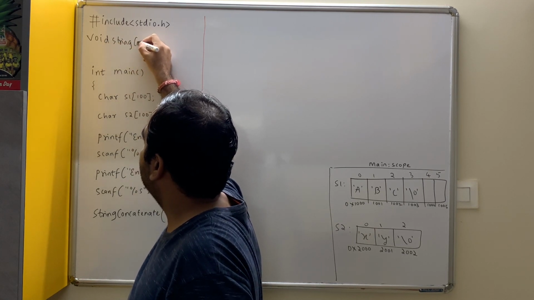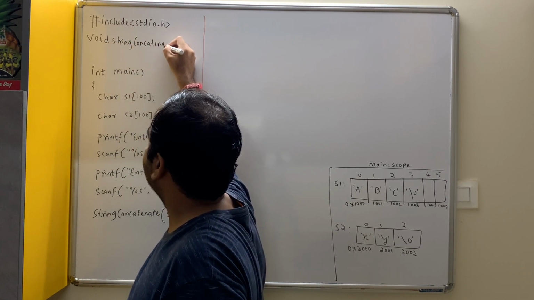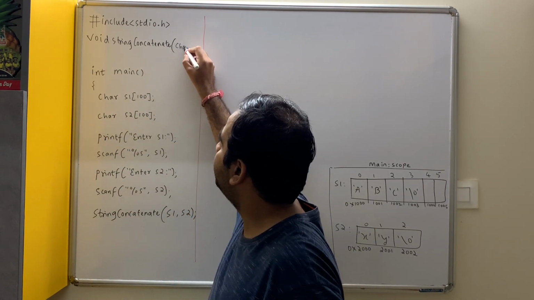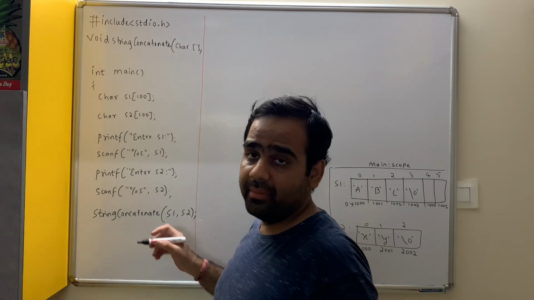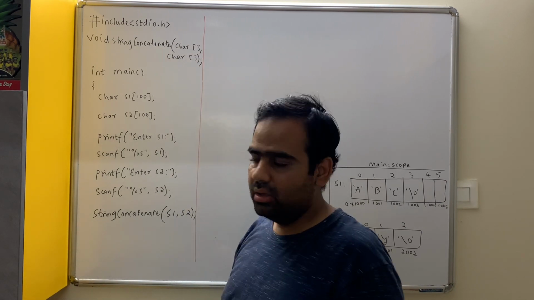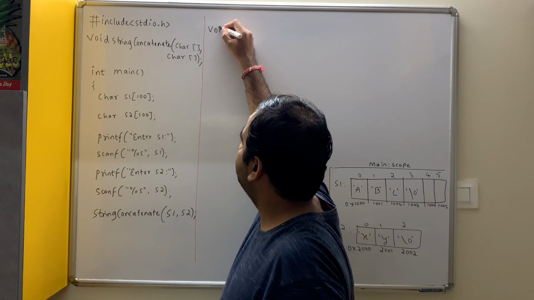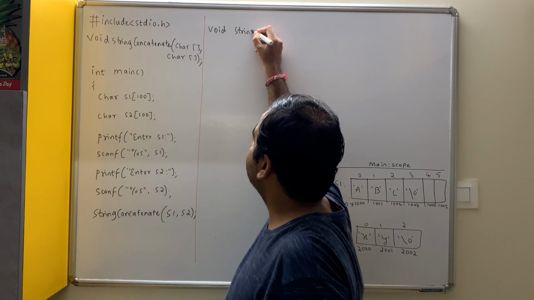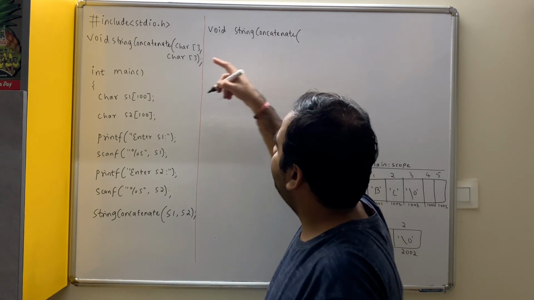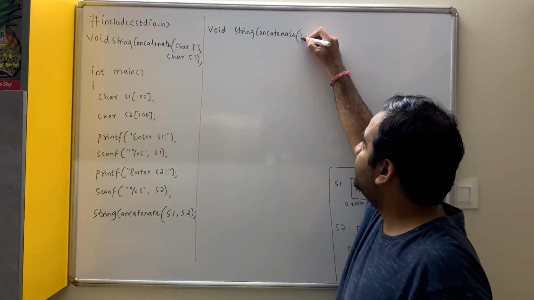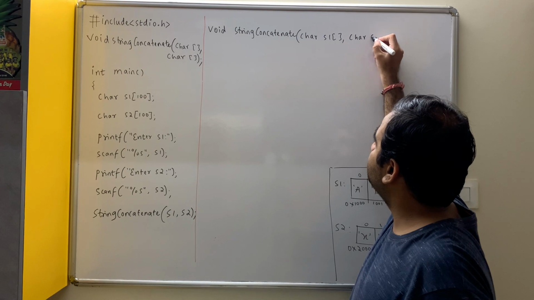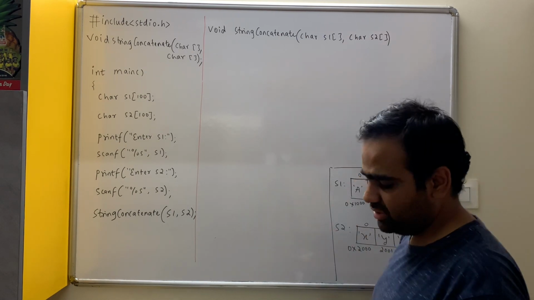String concatenate. The first parameter is S1, it is a character one dimensional array. The second parameter is S2, it is again a character one dimensional array. We need to implement it. We say void string concatenate, with first parameter S1, a character one dimensional array, and second parameter S2, again a character one dimensional array.